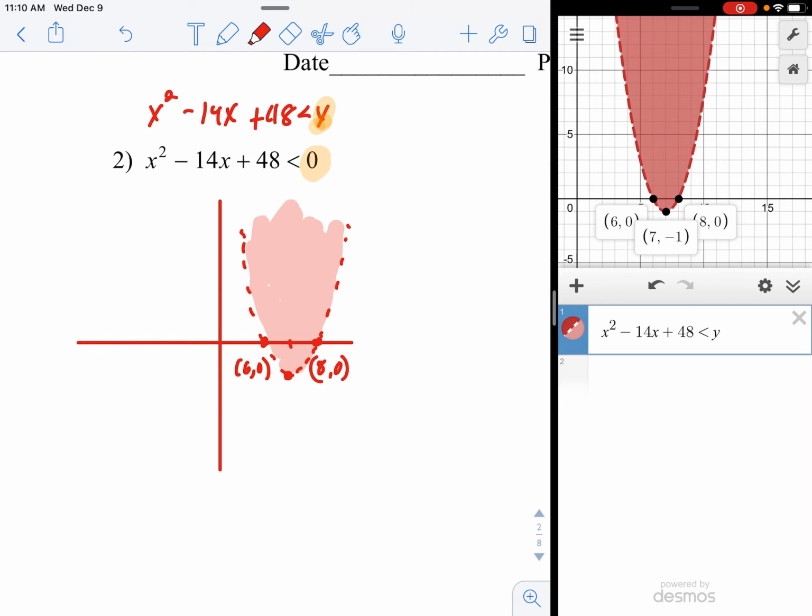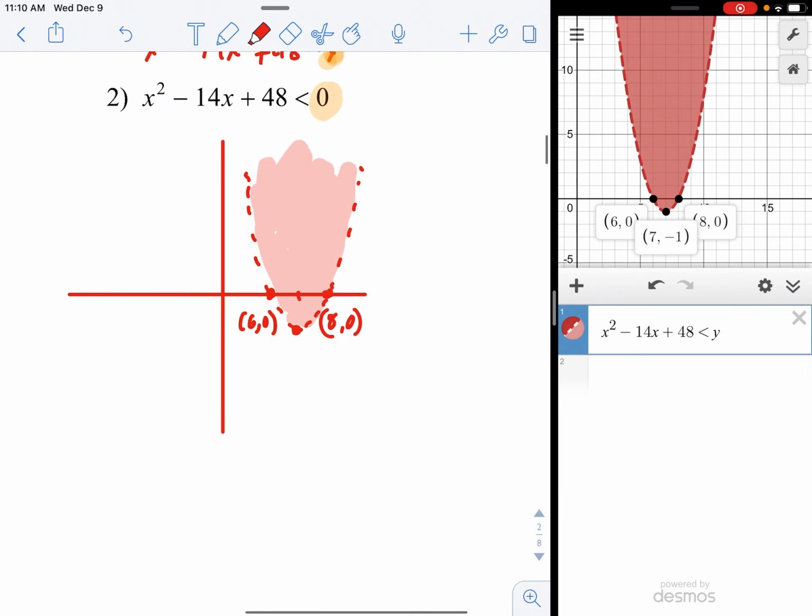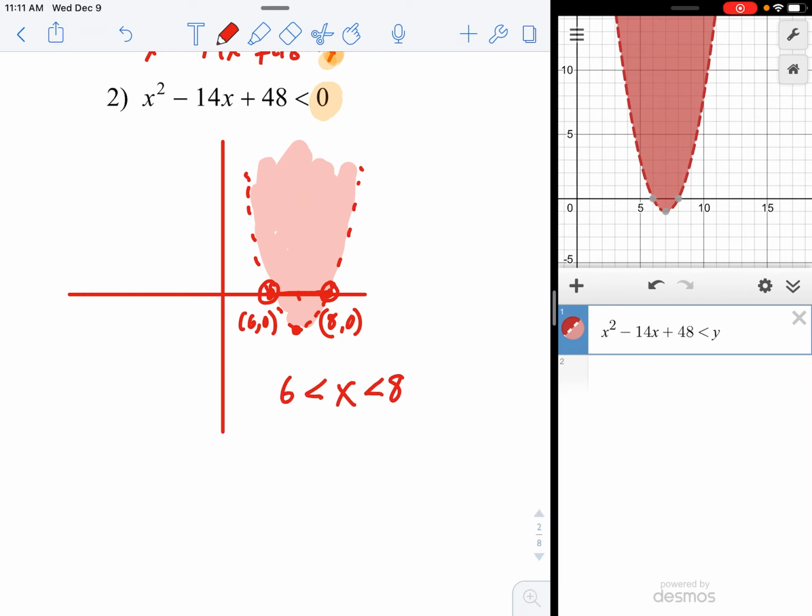Okay, so the question is, what part of the number line is shaded? Well, that's going to be from this x-intercept to that x-intercept. So that's the x-axis. X is shaded between 6 and 8.